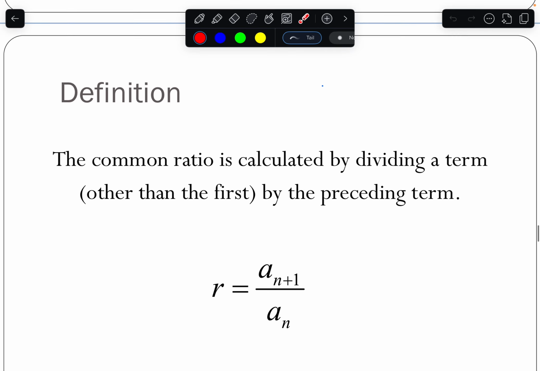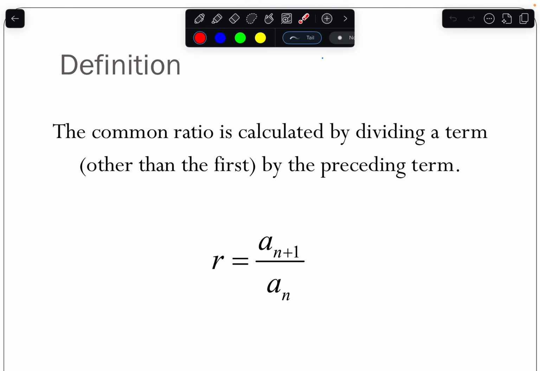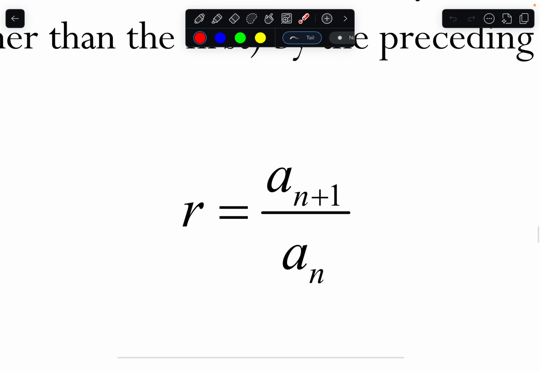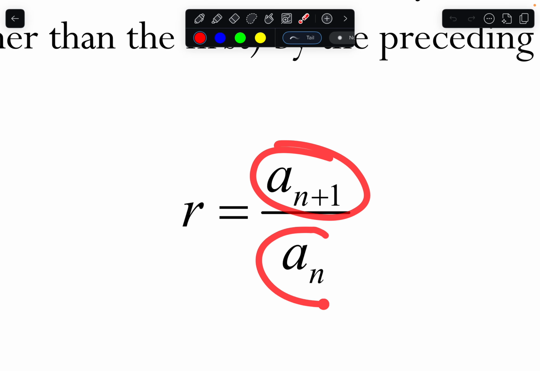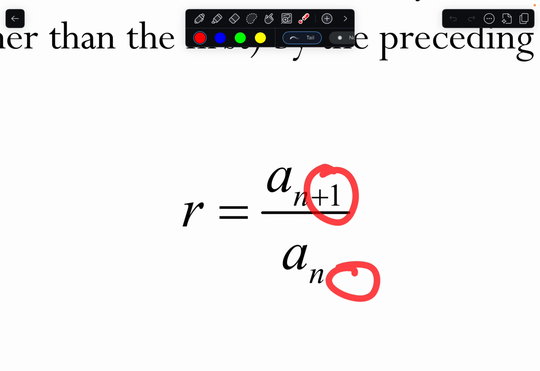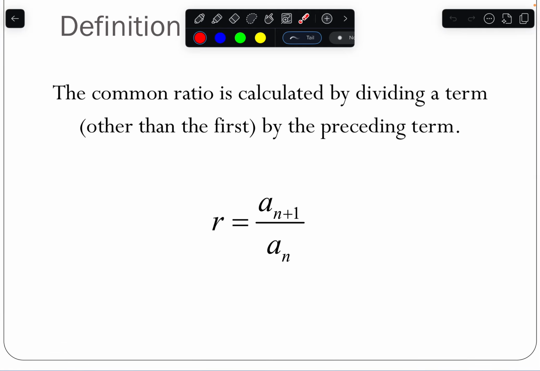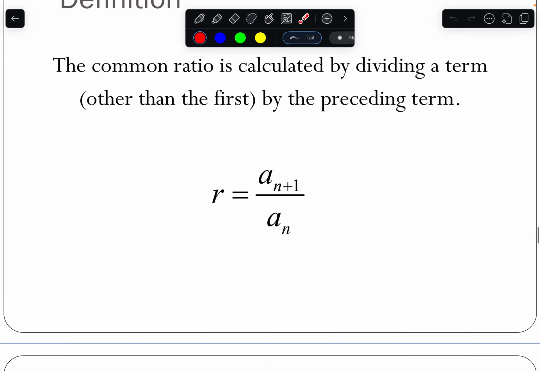So the common ratio, why is it called that? Well, just like common difference, the reason we call it a ratio is because if we divide one term by the term that comes before it, a sub n plus 1 over a sub n, that is a fraction. That's another way of saying a ratio, right? So it's the common ratio between every two adjacent terms in a sequence.